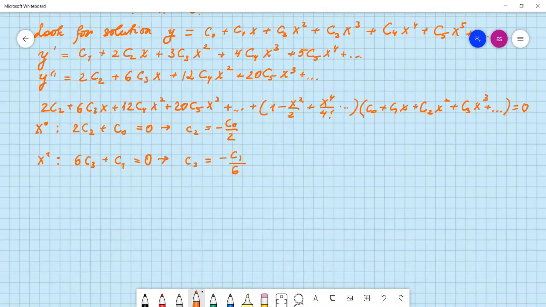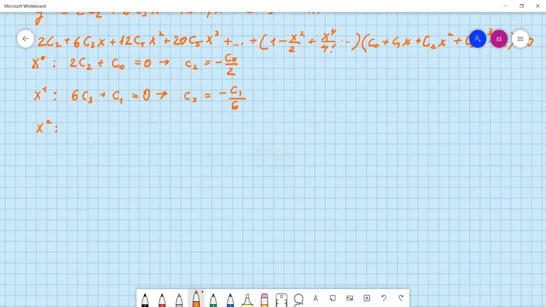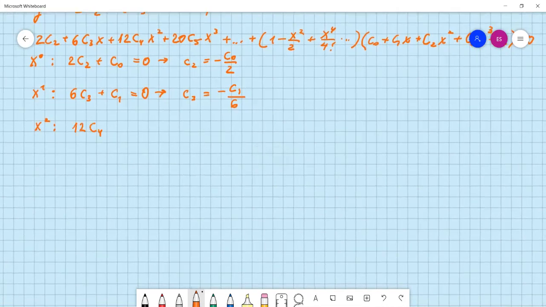Okay, I'm just going to do 2 more. Don't worry too much. It's not going to take forever. Well, again, because I'm asking for just a limited amount of terms in my final solution. So for x squared, I'm sorry, I'm going to have 12C4, this is x squared, right? Now, what do I have for x squared in this part? First, if I multiply 1 by C2 and x squared, I'm going to get x squared. So that's going to be plus C2. Second, if I multiply this minus x squared over 2 by C0, I'm also going to have x squared. So it's going to be minus C0 over 2. Remember, we don't copy x squared because we take it outside of parentheses.